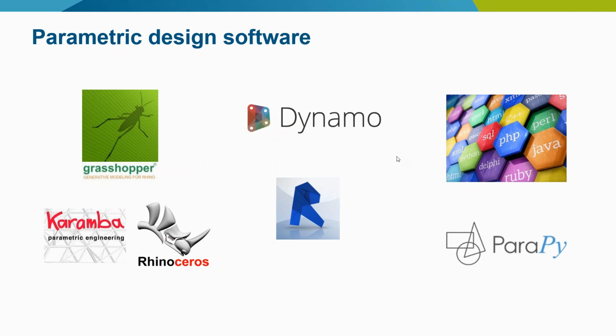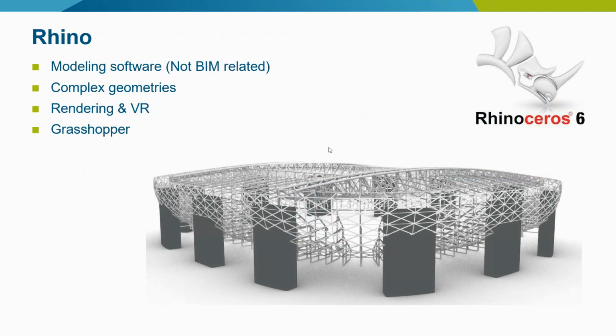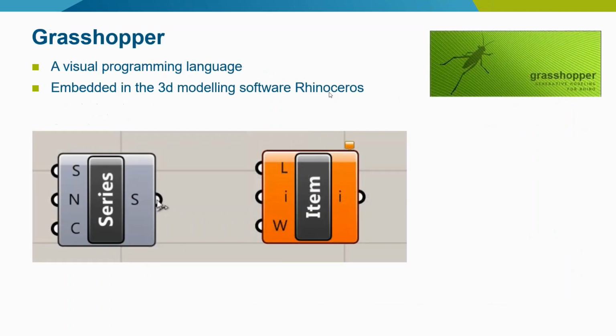You also have Python programming frameworks, for example, PyPy, which is a framework for Python, where you can do parametric design. So I'll show all of them briefly. The first one is Rhino and Grasshopper, and in Rhino you can model geometry, and it's especially good with modeling complex geometries. And it's also used a lot for rendering and also for virtual reality. And what's nice is that you can interact with it using Grasshopper.